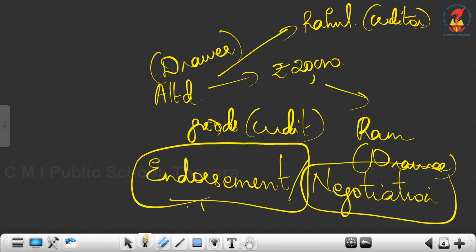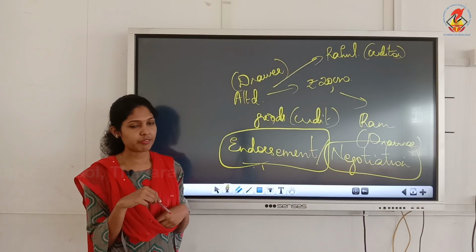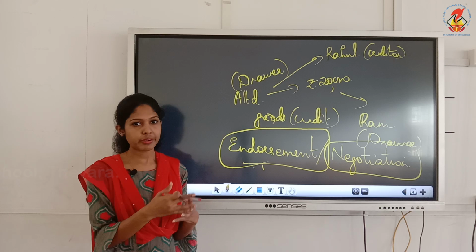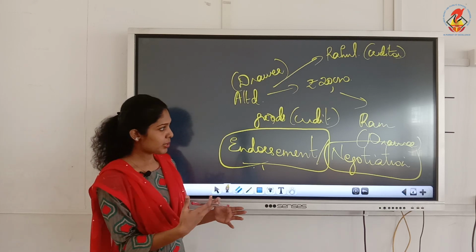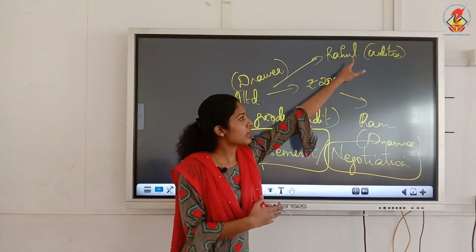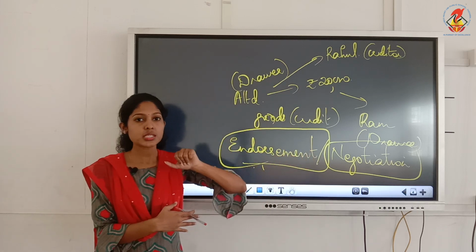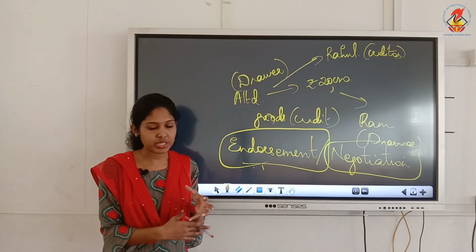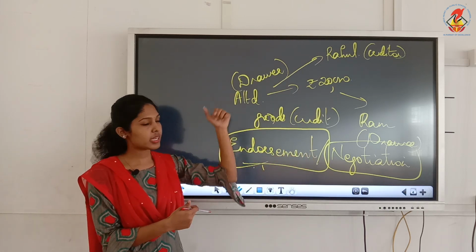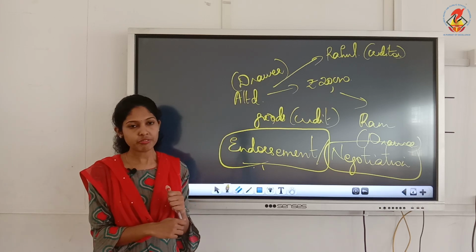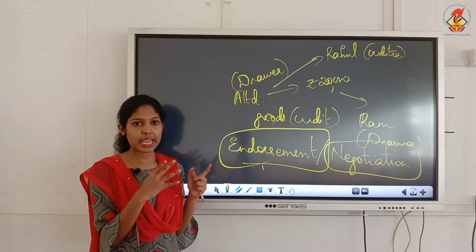Endorsement or negotiation. That means we are transferring the bill in favor of a third party or a creditor. And on the date of maturity, Ram will directly make the payment to Rahul because now Rahul is the holder of the bill. So Ram will be making payment to Rahul on the date of maturity. So this is called endorsement.